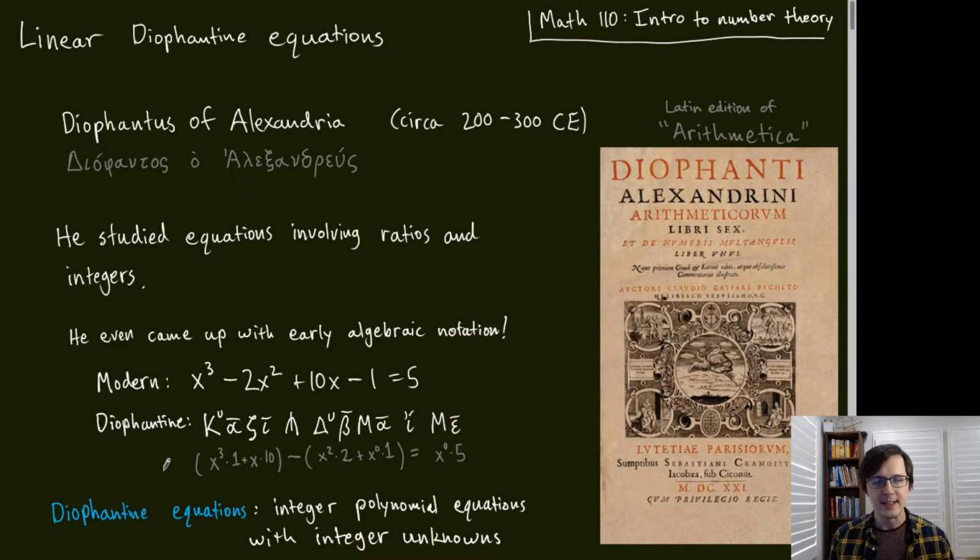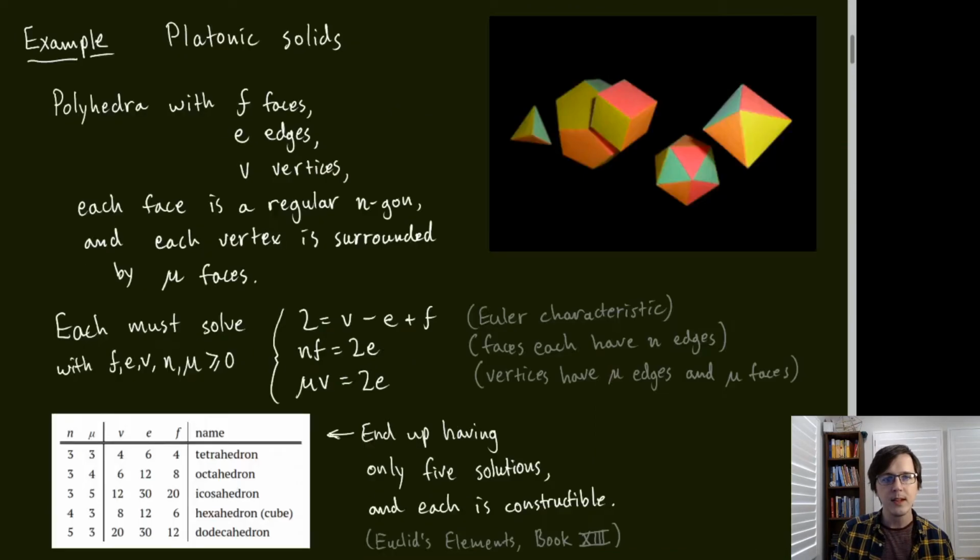In honor of Diophantus, Diophantine equations are integer polynomial equations with integer unknowns. Over the next few slides, I'm going to mention a couple of examples of Diophantine equations. The first is one I like quite a lot, and that is the platonic solids. The platonic solids are polyhedra, which are three-dimensional figures constructed of faces, edges and vertices. For example, the cube is made out of 6 squares, 8 vertices, and 12 edges connecting them all.